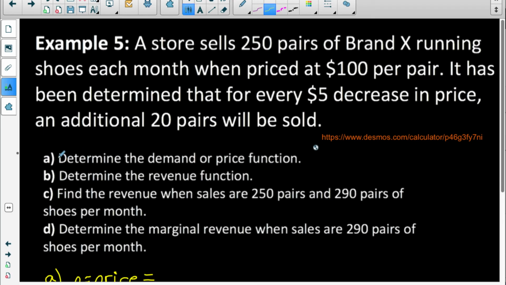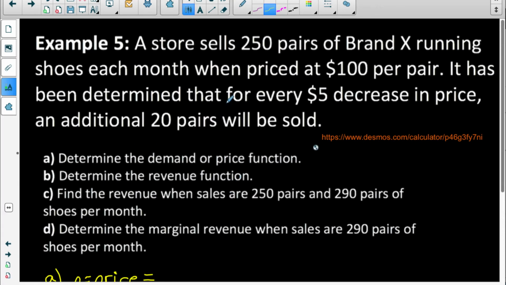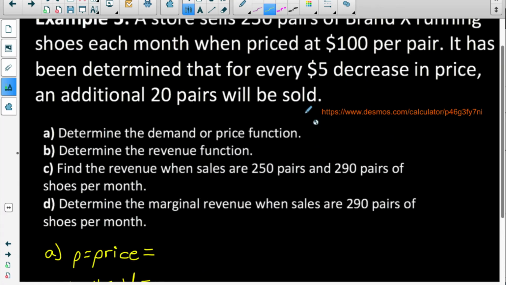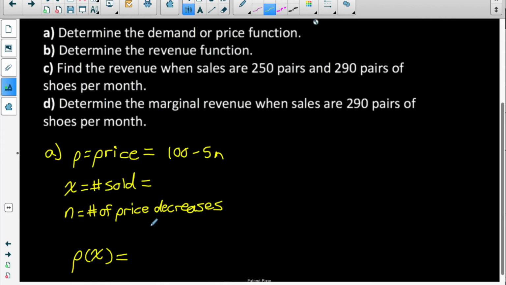So for this question, part A, determine the demand or price function. In this application context, we always want to write the price function in terms of numbers sold. So let's look at what variables we have. We have a price. The price started off at 100, but they're thinking about decreasing it by 5 a certain number of times. And that number of price decreases, I'll call that n.